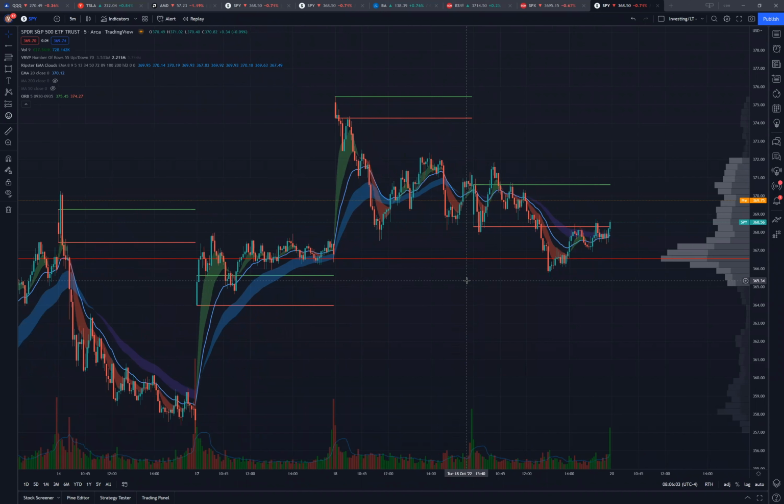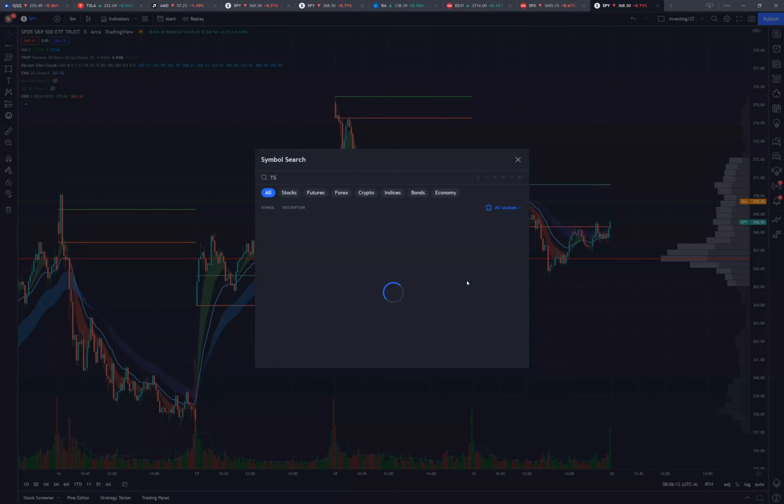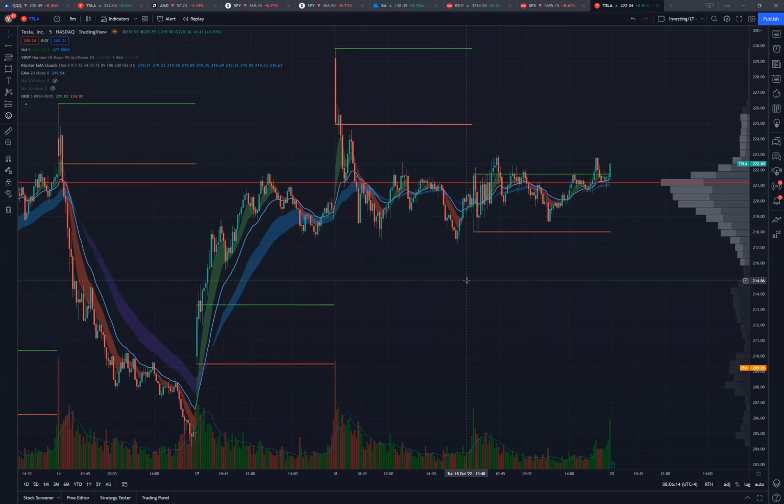So now that we kind of broke that down, what is it? How do we look for it? We're going to have to break down, how are we going to actually play this? How are we going to play this opening range? Right, we can go back to Tesla here, because I like it. It's a little more volatile.